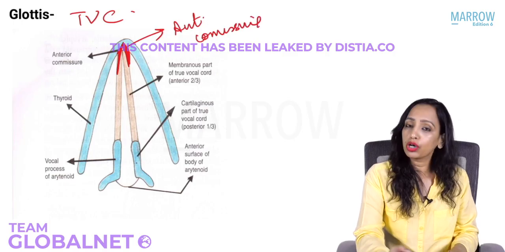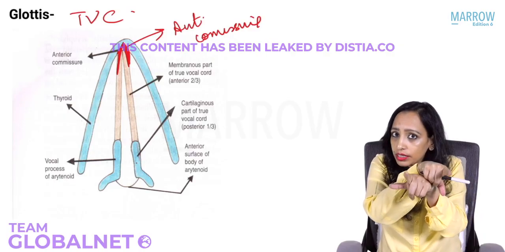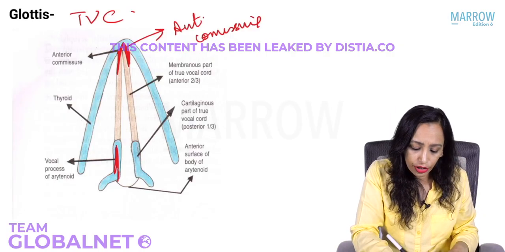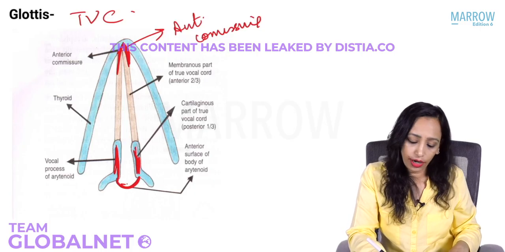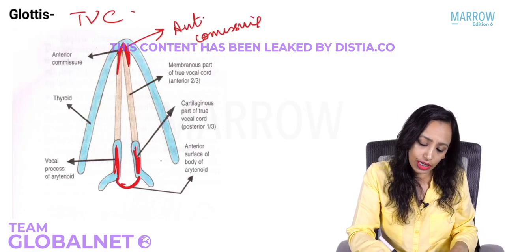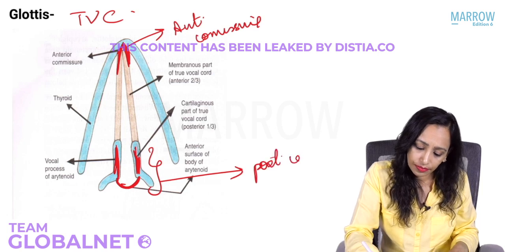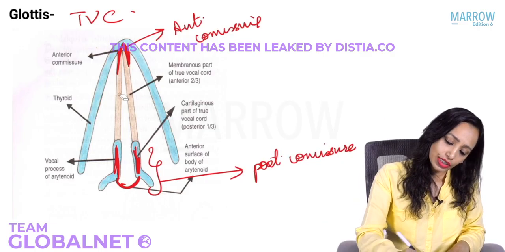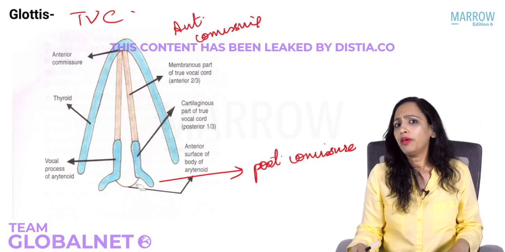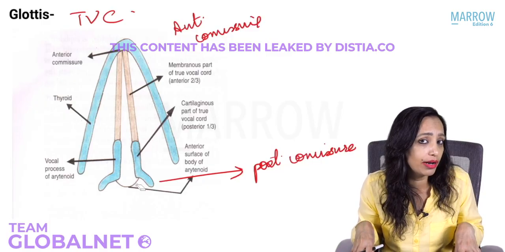Now this whole part is the true vocal cord, and the true vocal cords are attached posteriorly to the vocal process of arytenoid. The vocal process of arytenoid and the anterior surface of the body of the arytenoid, this complete area is known as the posterior commissure. So we have the anterior commissure, the true vocal cord, and the posterior commissure. Now just see this and tell me which part of the true vocal cord is membranous and which part is cartilaginous.